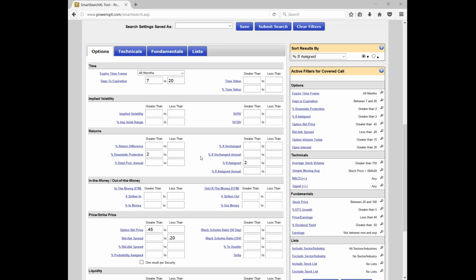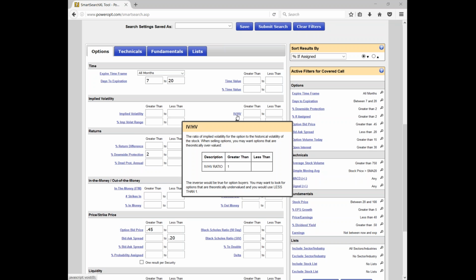Well, there's 3 criteria that you can use on PowerOptions, really 4, but there's basically 3 criteria that you can use to identify an overvalued option. The first is related to just the implied volatility. The IV over HV ratio is the implied volatility of your option divided by the volatility of the stock. What investors would look for to consider an overvalued option are those that have an IV-HV ratio of greater than 1, meaning the implied volatility is higher than the stock volatility.